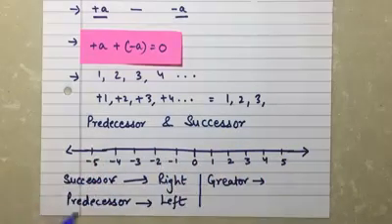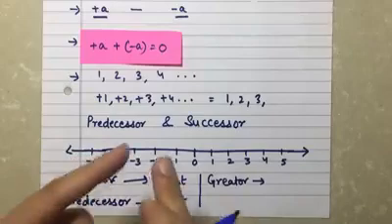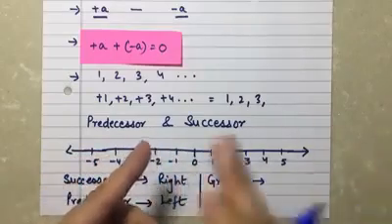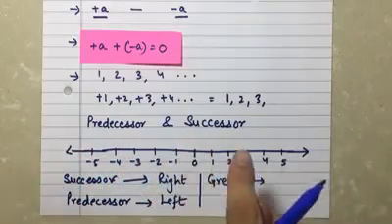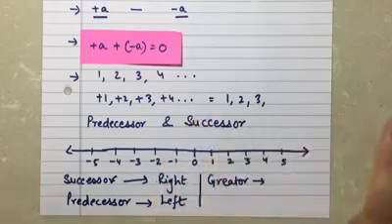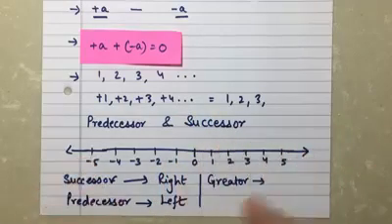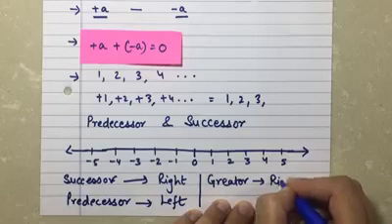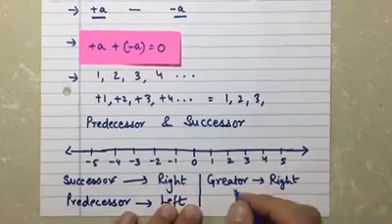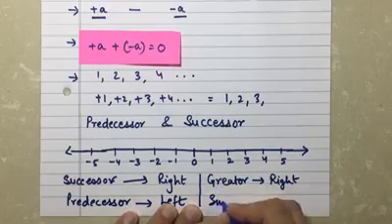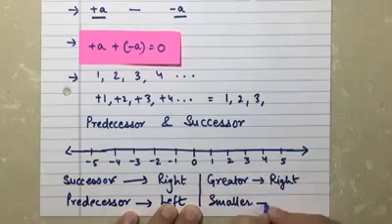If I'm looking for a number which is greater than -2, it's going to be all the numbers on the right side after -2. That is -1, 0, 1, 2, 3, 4 and so on. And so I'm just going to move towards the right. If I'm looking for a smaller number, again I'm going to go on the left side.